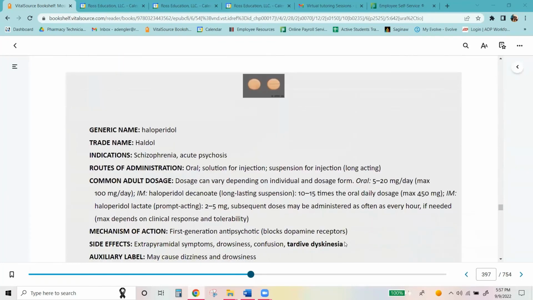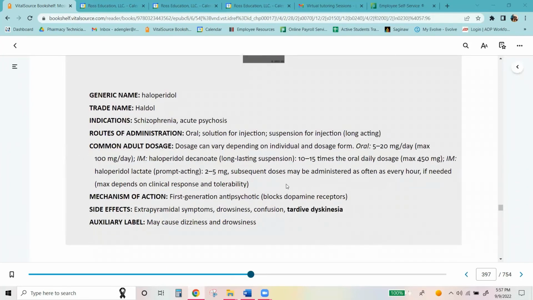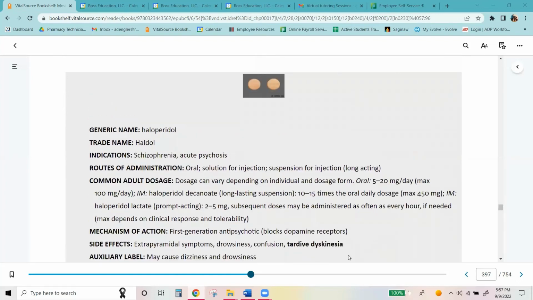We have medications that treat schizophrenia. Haloperidol, we already kind of talked about that. One of the side effects is tardive dyskinesia, and it is available as an oral solution, an oral tablet, a solution for injection, and a suspension for injection, which is the long acting. This medication is great for long acting because if a person has acute psychosis or schizophrenia, sometimes they can be nervous or paranoid. So it's hard for people to get them to take pills.